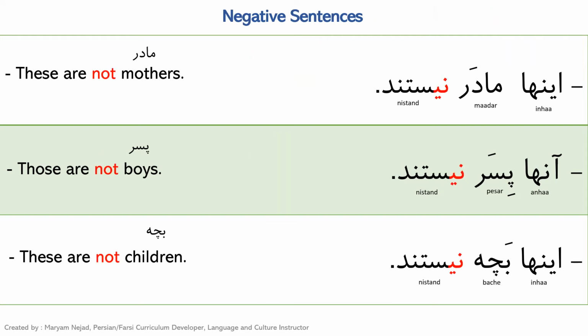Now let's see the same example that we did, but in negative now. So you can also get some practice in negative. So I'm just going to read through them. So the first one, اینها مادر نیستند. The second one, آنها پسر نیستند. And the third one, اینها بچه نیستند.